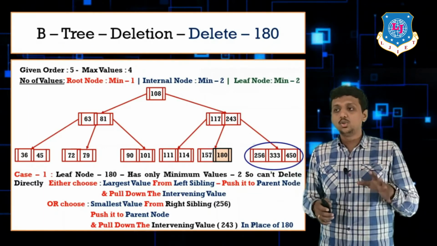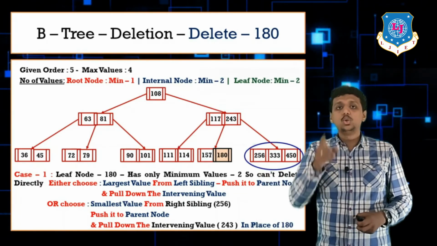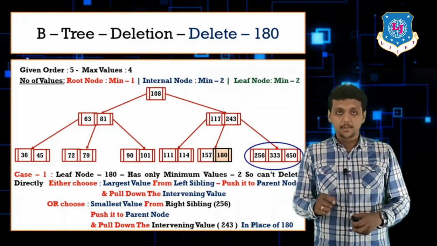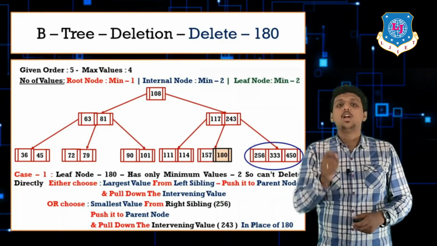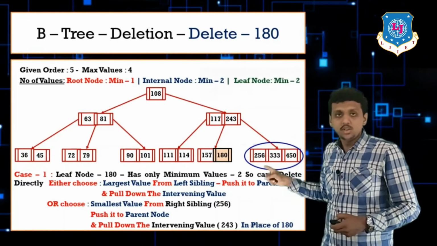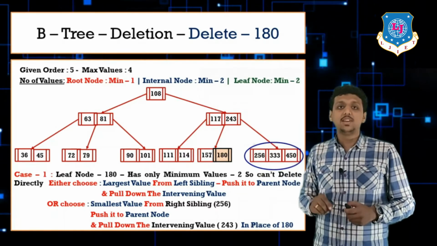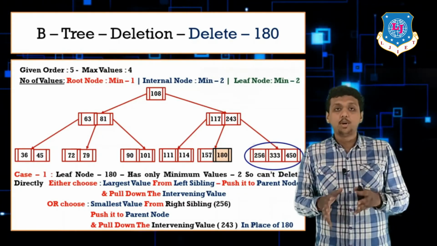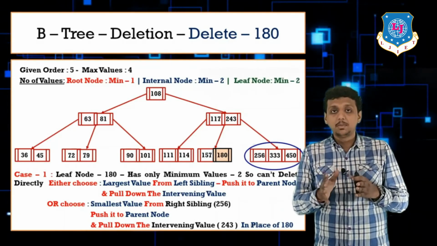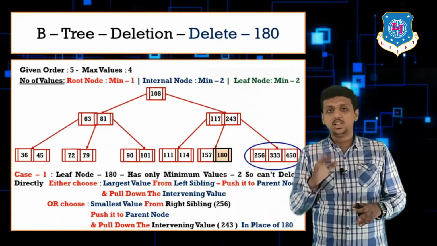According to the rule, you need to select the smallest value from the right sibling. Then put that smallest value in the place of the intervening value. Now this is a very important term, intervening value. That means if here I want to delete 180.